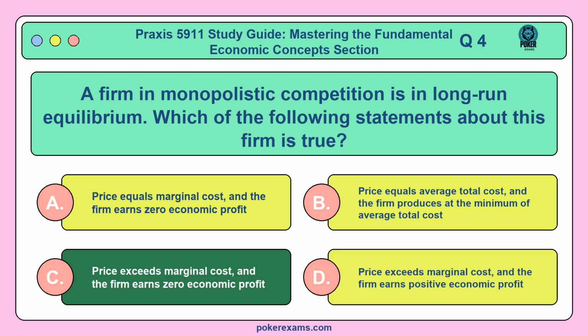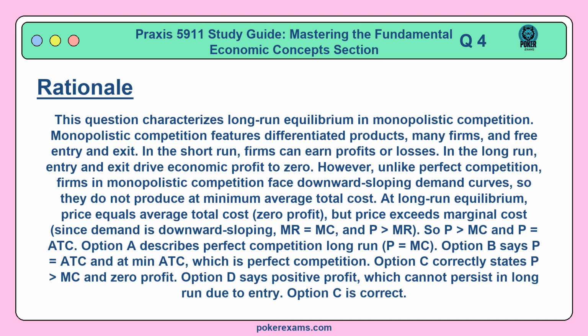The correct answer is C. This question characterizes long-run equilibrium in monopolistic competition. Monopolistic competition features differentiated products, many firms, and free entry and exit. In the short run, firms can earn profits or losses. In the long run, entry and exit drive economic profit to 0. However, unlike perfect competition, firms in monopolistic competition face downward-sloping demand curves, so they do not produce at minimum average total cost. At long-run equilibrium, price equals average total cost, 0 profit, but price exceeds marginal cost.